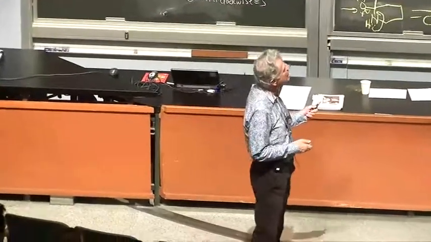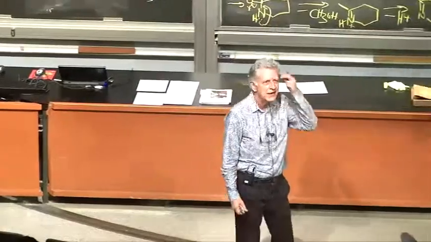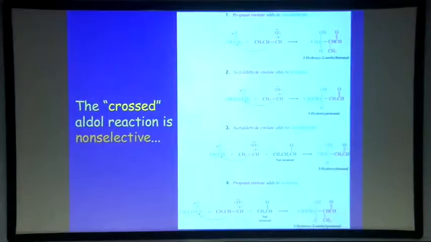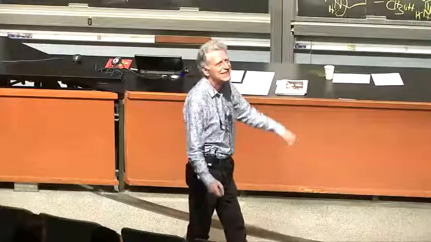And roughly, looking at the bond strengths, the bonds that are made and the bonds that are broken are all very, very similar. You would get a statistical mixture, very likely, of 25% of each. Okay? If you want that, that's okay, but otherwise, that's a loser.